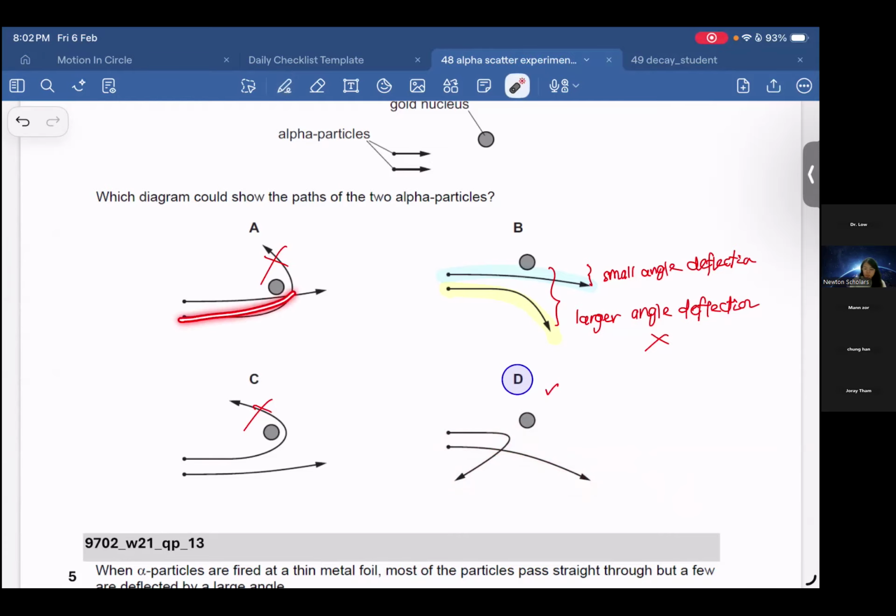Okay, I repeat, no such thing as go here, attracted back. No, no. A and C confirm wrong. Then B, the problem is it is nearer to the nucleus, so it should have a greater deflection. But B is wrong because it is further away, so why does it have a greater deflection? So this one is wrong. Answer is D. Okay, is that clear?